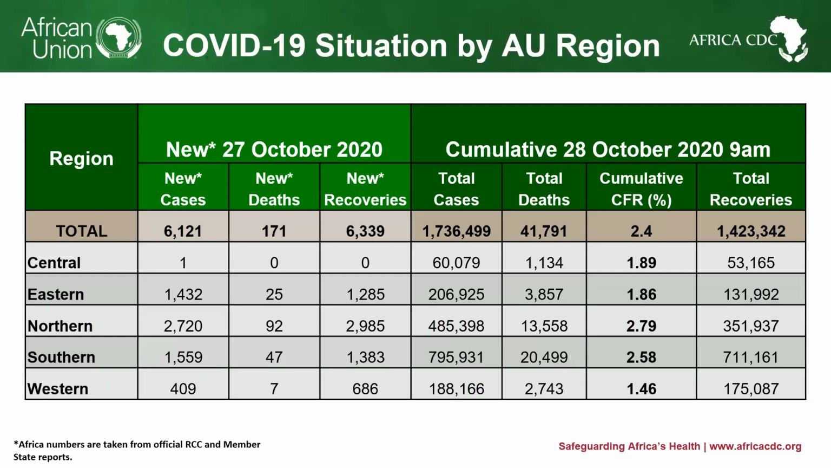And this can be better seen on this table, where we have separated the number of cases, deaths, and recoveries according to the regions. The northern actually has the highest CFR, but the highest number of cases are in the southern region, with South Africa contributing a lot of those cases. That's followed by the northern region, the western region, the eastern, and then the central. And the western has the lowest CFR on the continent.